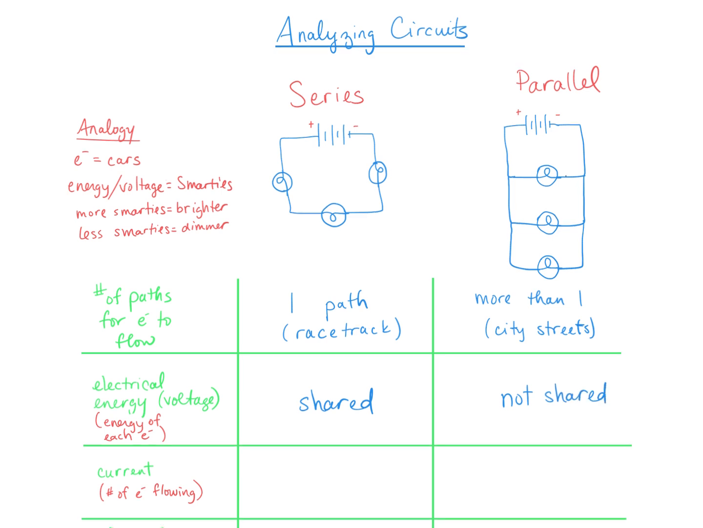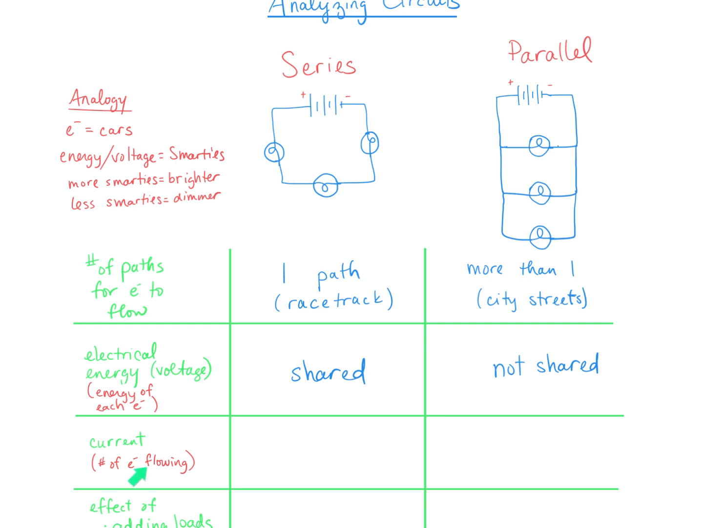Now, what about the current? The current is the number of electrons flowing. So now, don't be thinking about the Smarties, the energy they have, just be thinking about the cars themselves. So you have cars leaving this battery, and they all have to flow on the same path here. So all of these cars follow the same path. That current is not shared. They all stay on the same path. So this current is not shared.